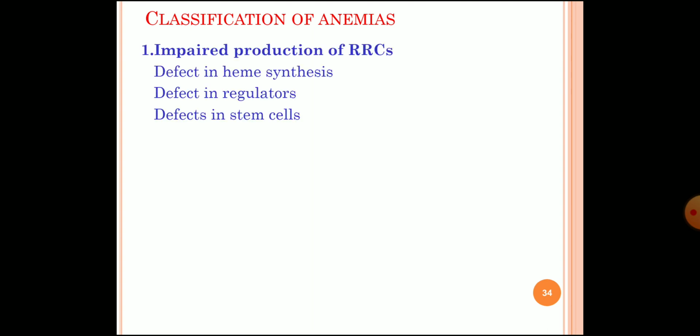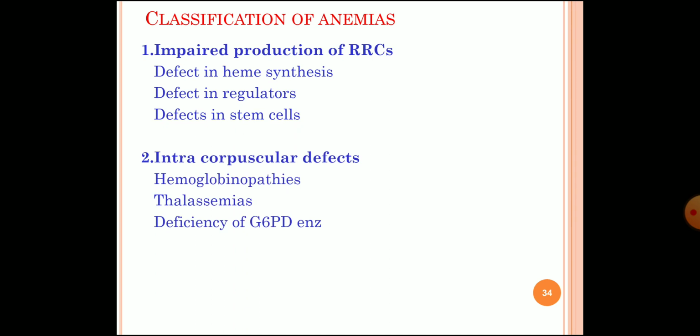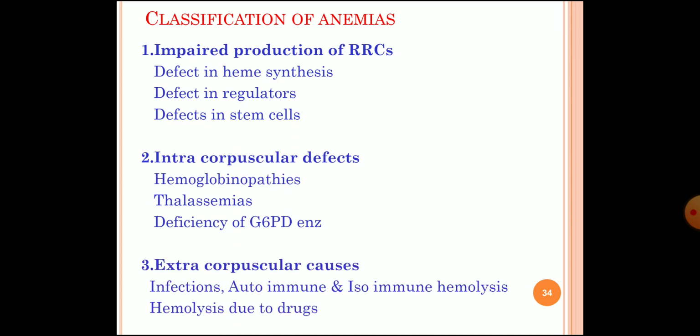Now I will classify the anemia. Impaired production of RBC, intracorpuscular defects, and extracorpuscular causes. That is, first is production defect. That is defect in heme synthesis, defect in regulators, defect in stem cells. That causes iron deficiency. Then intracorpuscular, that is inside the cell.